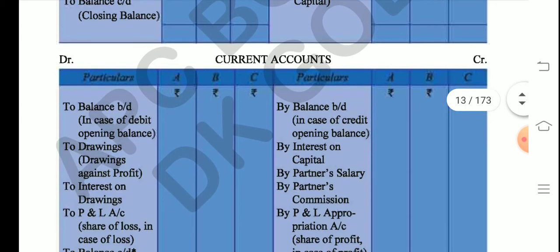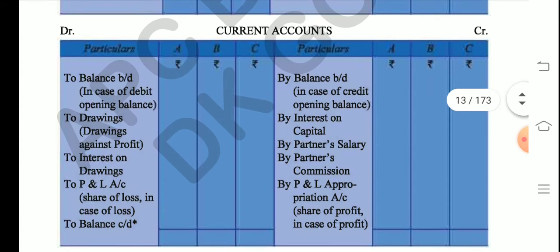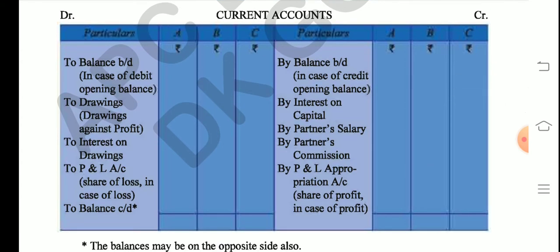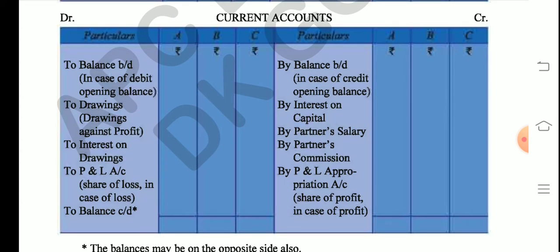Now what is current account? Current account is the further expansion of the capital account. So again, the format remains the same. How do we start this account? We start this account by writing by balance BD, and we basically write on the credit side whatever we are going to pay to the partners. Students, always remember, what we are going to pay to the partners will be written on the credit side, and whatever will be received from the partners is going to be written on the debit side.